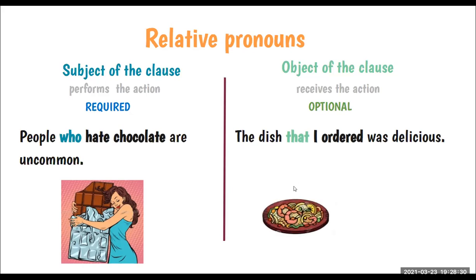Okay, for example, we said that when the relative pronoun is the object of the clause, it's optional. So we can omit this. Okay, so we can say, the dish I ordered was delicious. Ok, como pueden ver, podemos omitirlo.